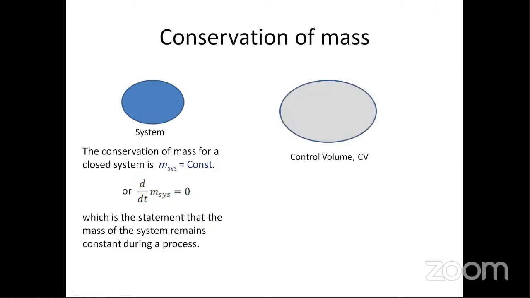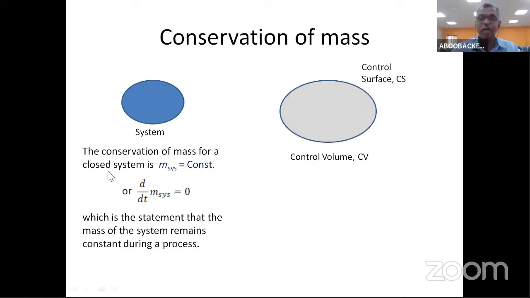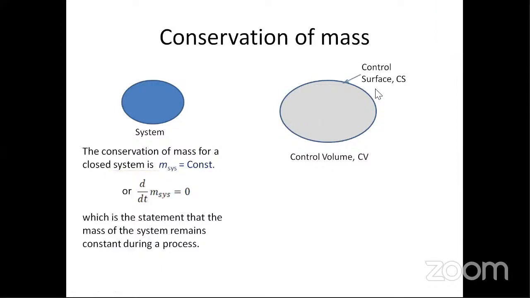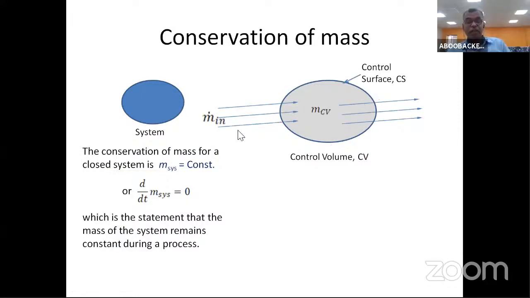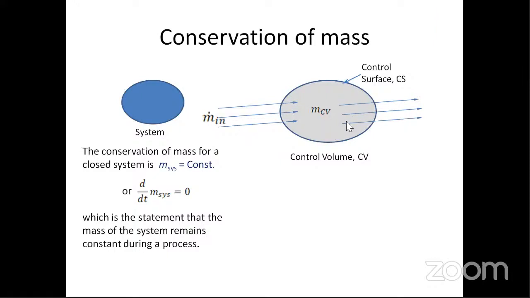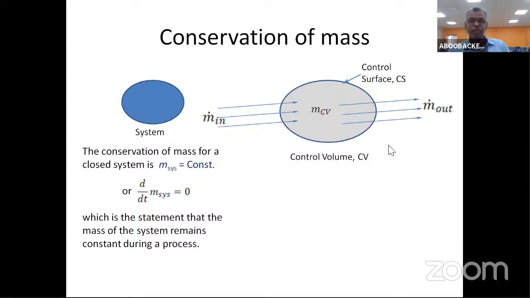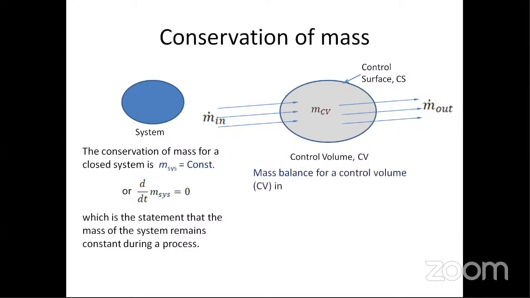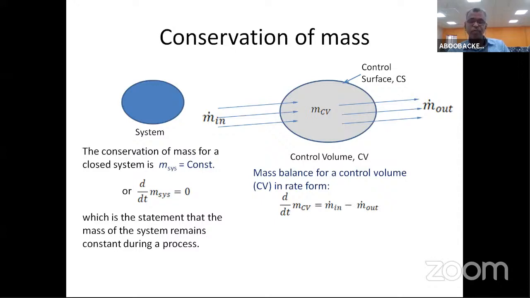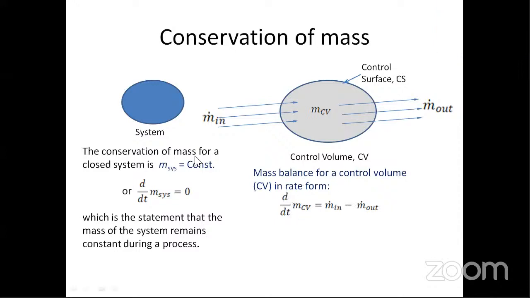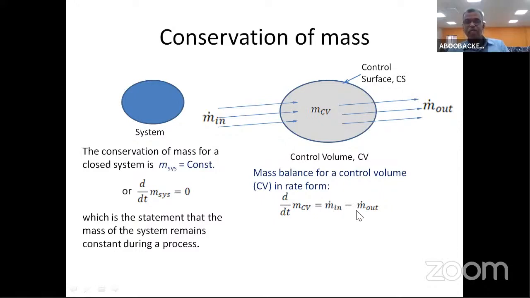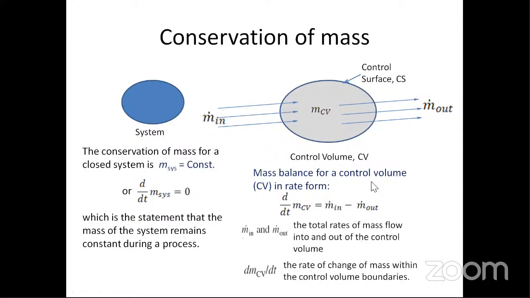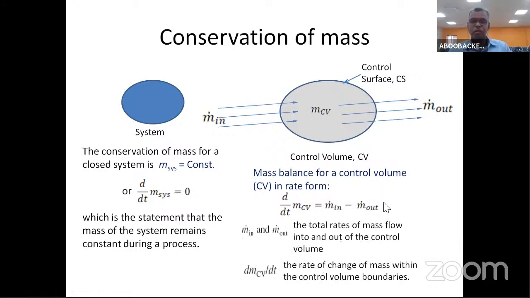Whereas in the case of a control volume, we have a control volume as well as a control surface. A control volume is also an open system, so mass can enter and mass can go out. Also, it can have mass within the system. So the conservation of mass, or mass balance, for a control volume in rate form is d by dt of the mass in the system equals what is coming in minus what is going out, the rate of change of mass.